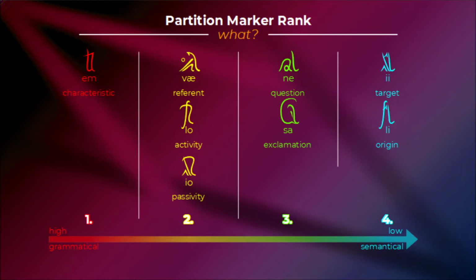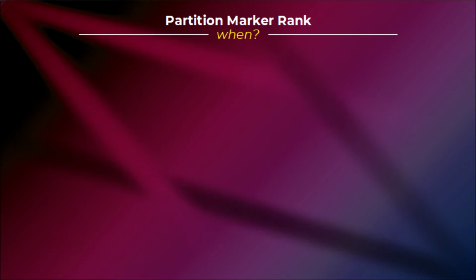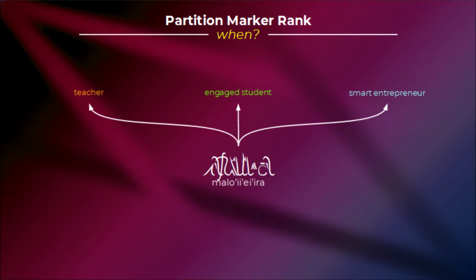Now, a word of consolation. Usually the ranks that partition markers have are not important. So when do they matter? Let's look at our previous example word again. The ranks of the partition markers are only relevant whenever we have two partition markers in a row within one and the same word. This is the case here. We have the activity marker lo followed directly by the target marker yi. Now, lo outranks yi because the former is of rank 2 and the latter is of rank 4.